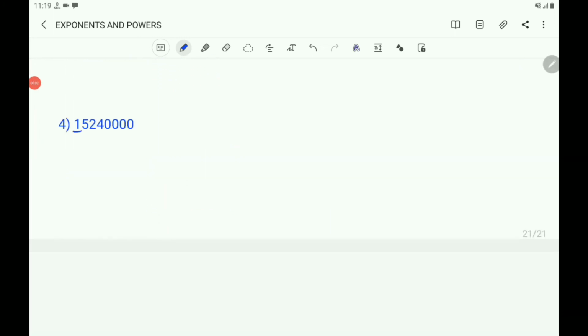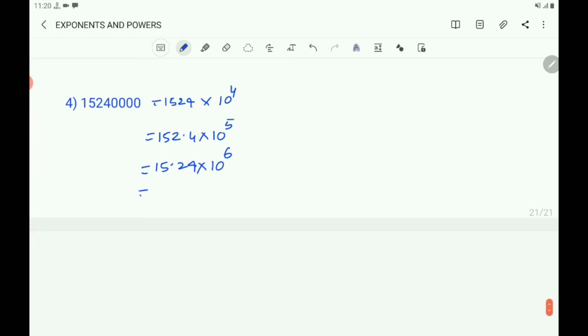Next it is 1 crore 52 lakh 40,000. Now in the first step you can write 1524 into 1, 2, 3, 4, 10 power 4. Or otherwise you can write 152.4 into 10 to the power of 5, since one decimal place is taken, the power increases by one. Or 15.24 into 10 power 6. Also you can write 1.524 into 10 to the power of 7.